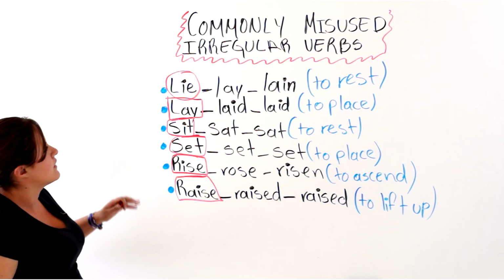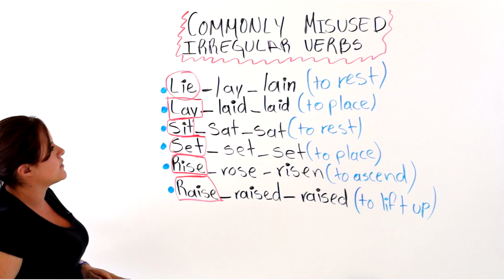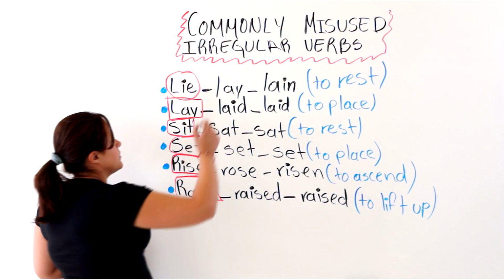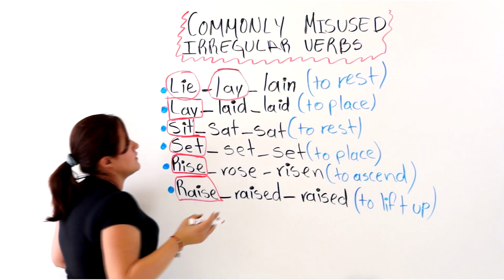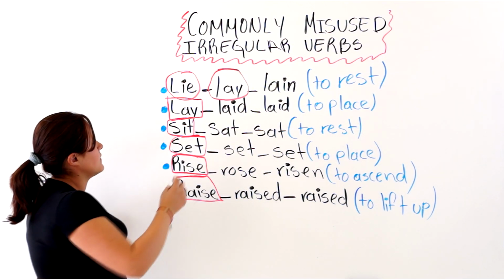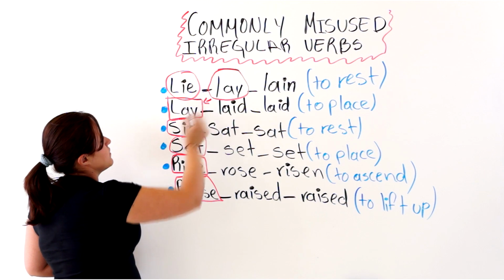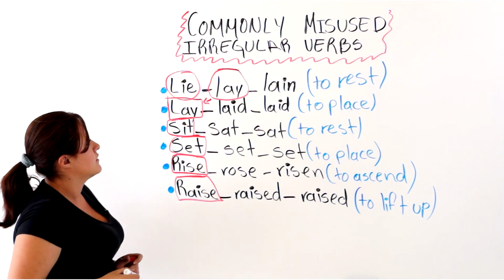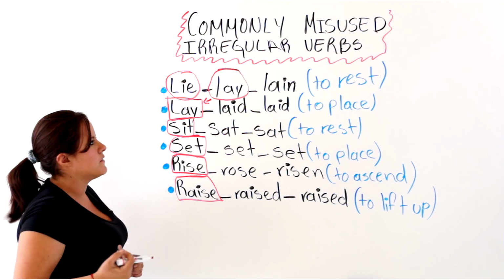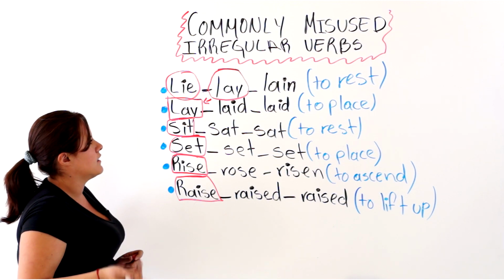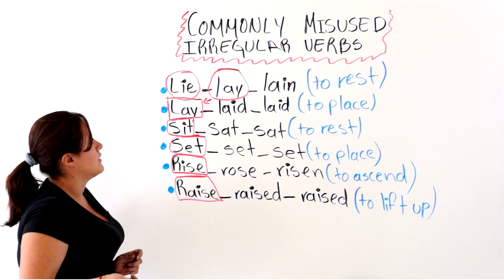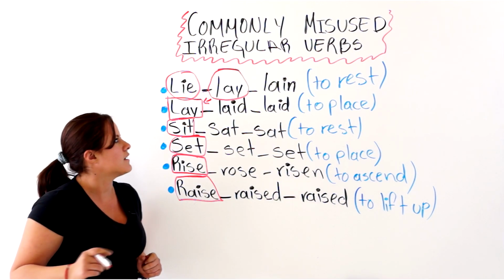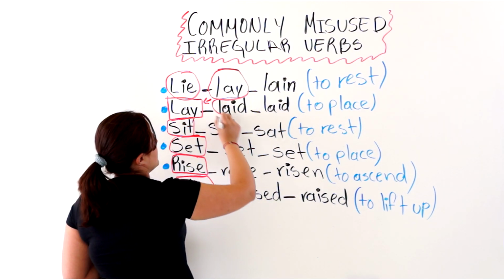All right, lie and lay are often confused because if you notice, the simple past of lie is exactly the same as the present tense of lay. Yes? So people often say, I lied, or I laid on the bed. Yes? But that is not the past. They confuse these two also.